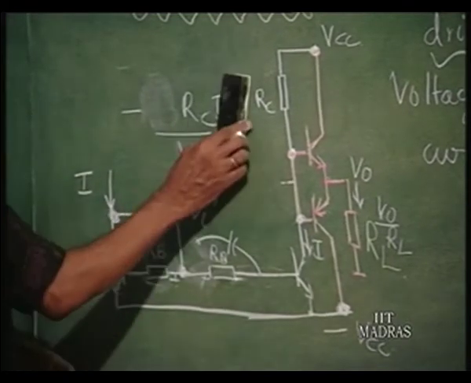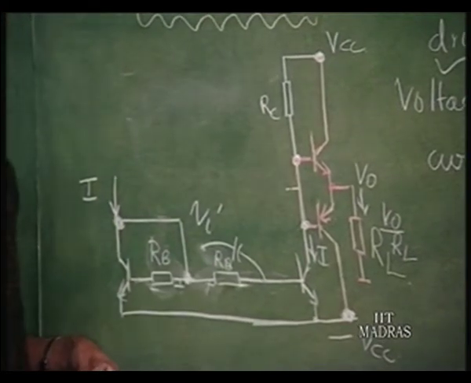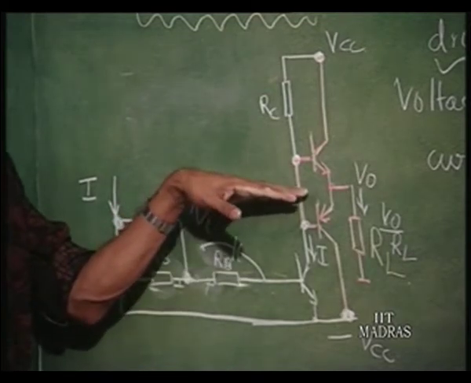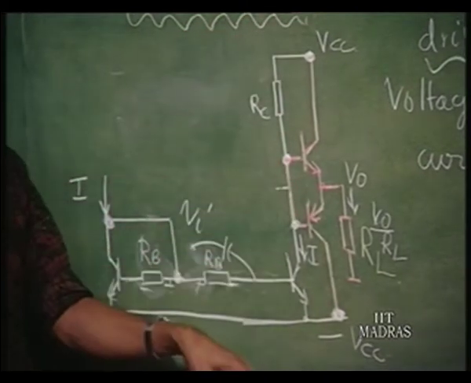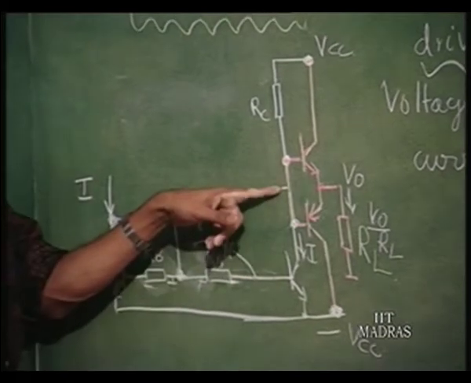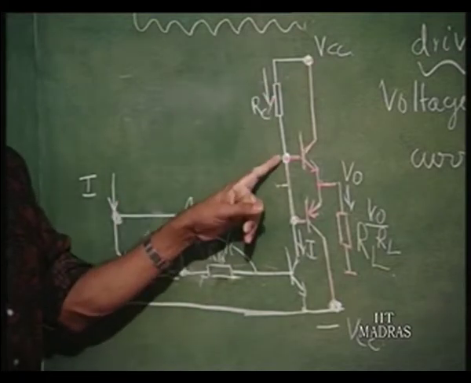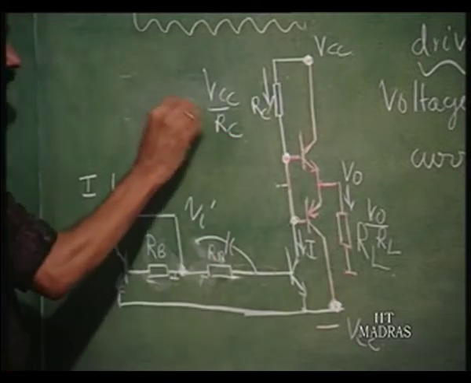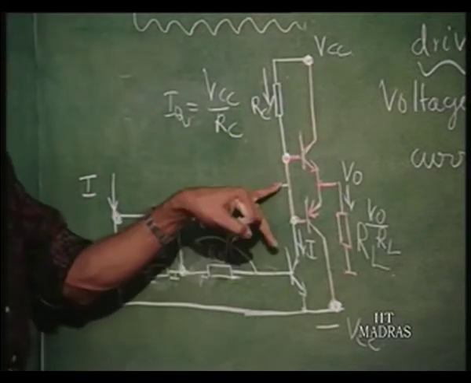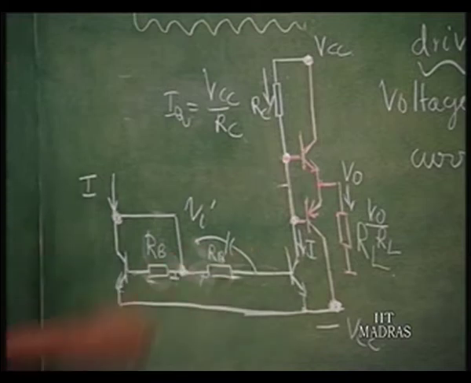Let us say, how do we design this so that the swing is proper. So, the quiescent voltage should be 0, so that the swing can be 0 to Vcc on this side and 0 to minus Vcc on the other side. This voltage should be 0 and therefore, this quiescent current should be Vcc by Rc, that means I is fixed as Vcc by Rc.